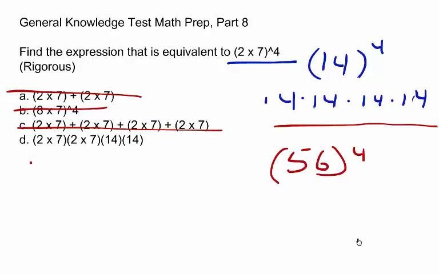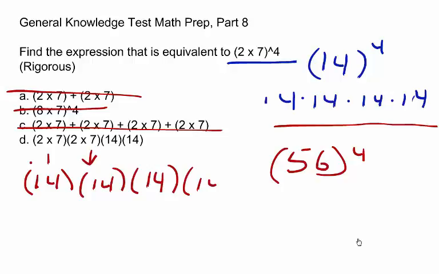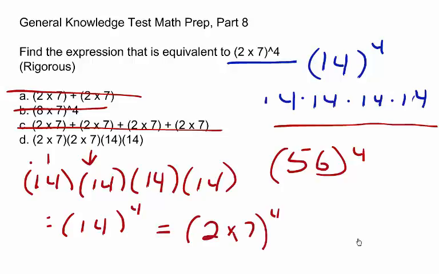And the reason why is that 2 times 7 is equivalent to 14 times 14 times 14 times 14. That's the same as saying 14 to the 4th, or we can write that equivalently as 2 times 7 to the 4th power. Therefore, option D is correct.